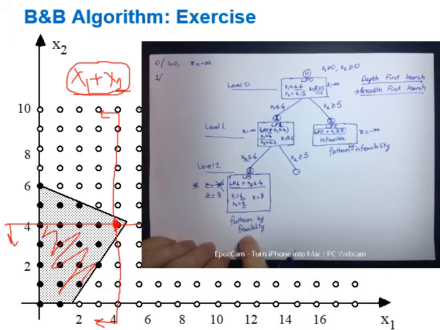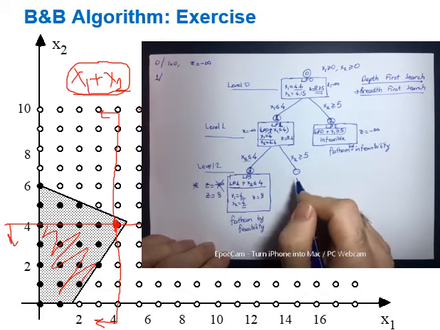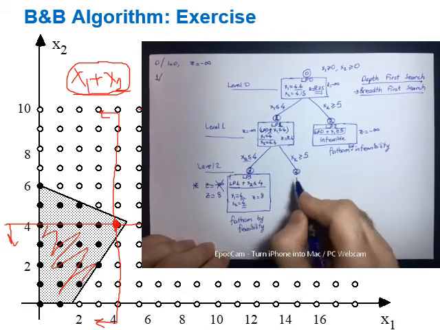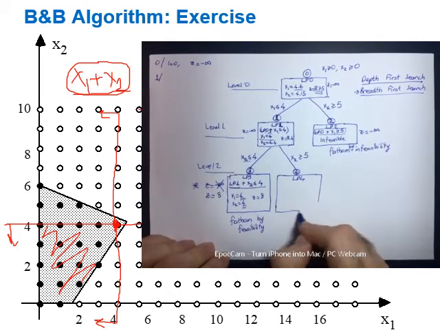Okay, this is also fathomed. Then we need to go to the other open problems, and we see that there is one more open problem here. So I am going to number that one as node 4, and here I am going to solve LP4. And what is LP4?